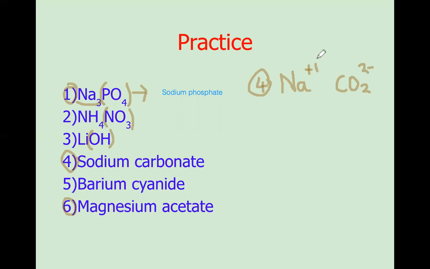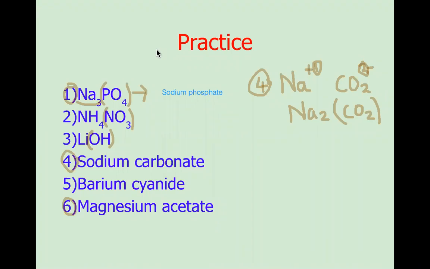So now I wrote the symbols, now I wrote the charges. Now is the time to crisscross or crossover or swap or exchange only the numbers. So now I'm going to exchange only the numbers. So Na, bring this 2. And to avoid the confusion, I'll write the polyatomic ions in the parenthesis and bring the 1. And you know what? We don't have to write the 1. Already we know that if it is 1, we don't have to write it.